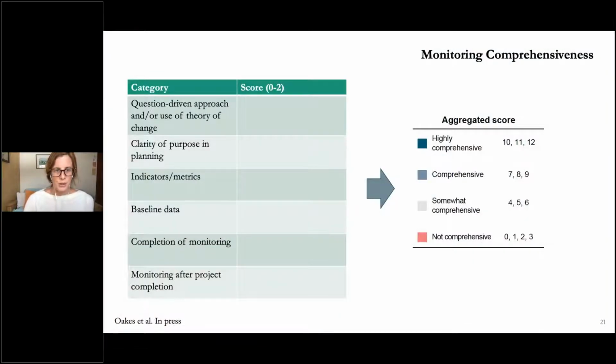We also took a look at monitoring comprehensiveness. So we developed a scoring system to assess the comprehensiveness. In this, we included the use of a question-driven approach or a theory of change, the clarity of purpose in their planning, the indicators and baseline data used, the completion of monitoring, and whether or not they had a monitoring plan after the project completion to continue seeing how things unfolded.